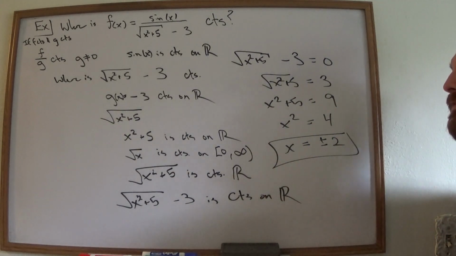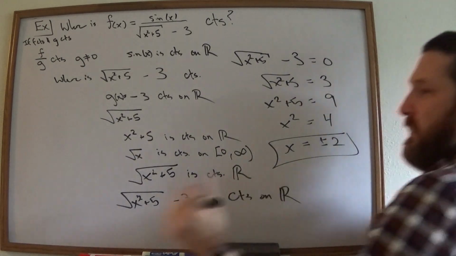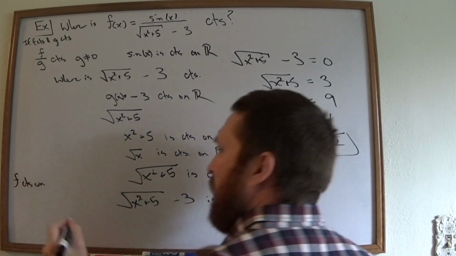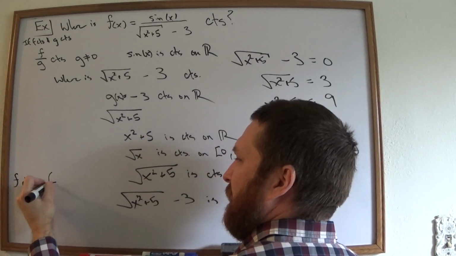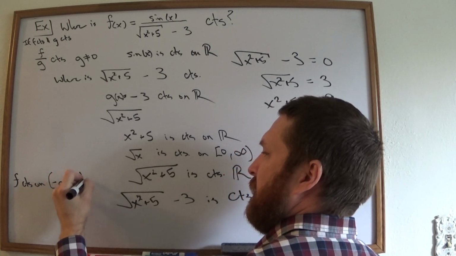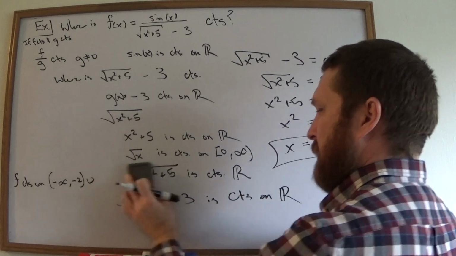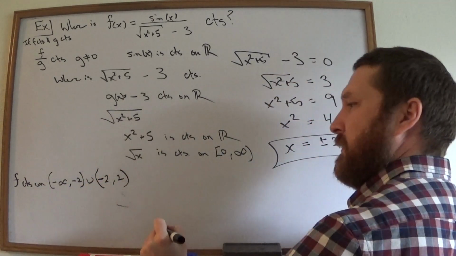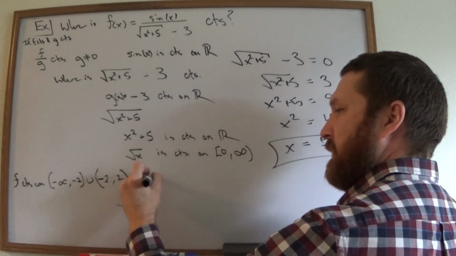So in interval notation, where is f continuous? F is continuous on negative infinity to minus 2, union minus 2 to 2, soft brackets, union 2 to infinity. There you go.